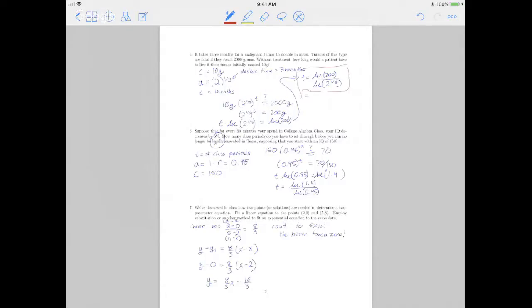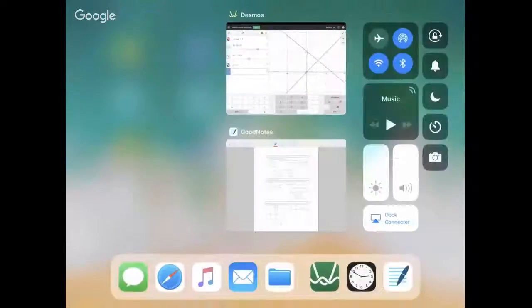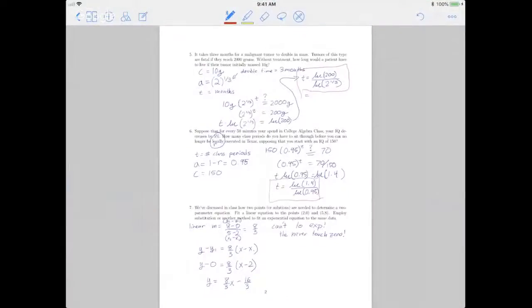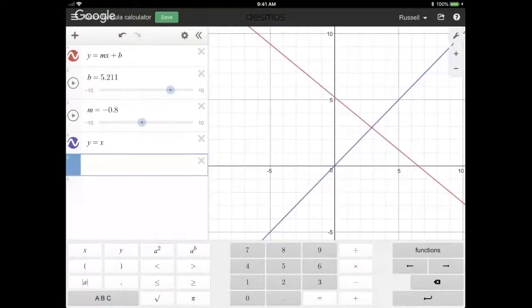Do I have too many parentheses? Not enough parentheses? Why doesn't it look like the way I wrote it? And the same thing is going on here. These get even worse when you're using the finance formulas. Well, the advantage of Desmos is that, so I wanted to do the natural log of 200 divided by the natural log of 2 to the 1/3 power. Okay, so how do I get natural log?